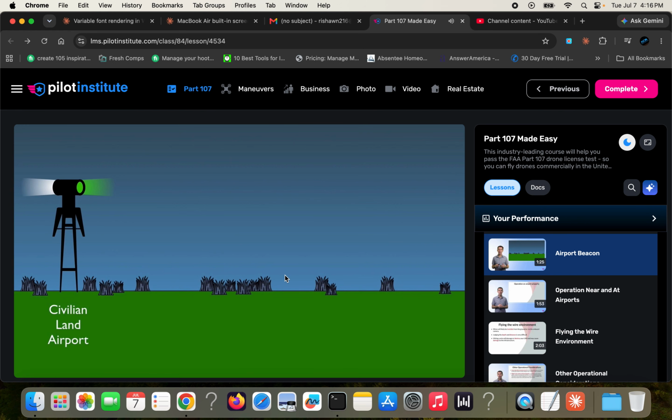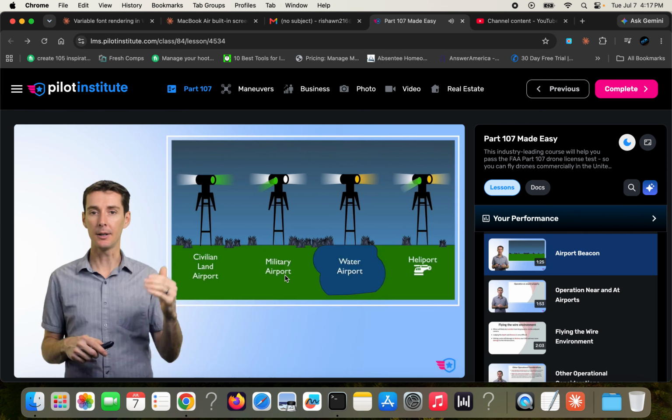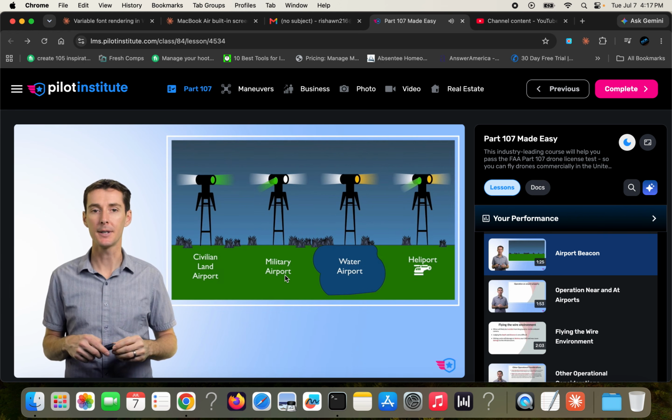If it's a civilian airport, it's going to be a white light and then a green light. If you stand there and look at the airport, you're going to see these lights flashing one after the other. If it's a military airport, you're going to have two whites and then one green. If you go to a water airport, it's going to be white and yellow alternating. And if you go to a heliport, it's going to be white, yellow, and green, alternating between all of these.